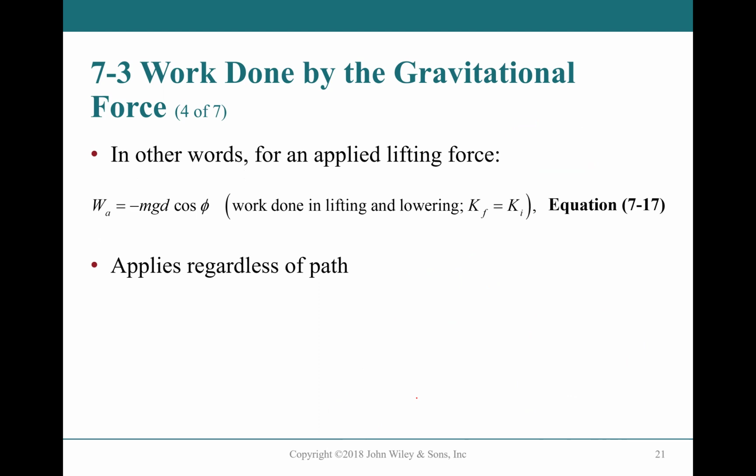In other words, for an applied lifting force, WA will be equal to negative mgd cosine phi, because it equals negative WG, okay? This applies regardless of the path. So it only depends on how much work the gravitational force has done on the object.